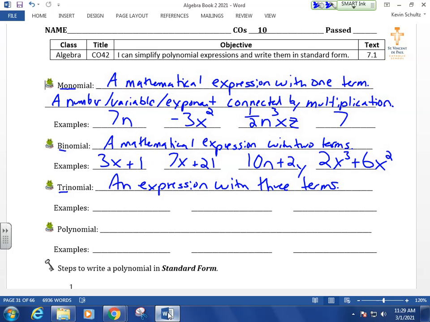For example, who would like to give us one? 2x plus 3y plus 7z, that is correct. All three variables are different, not like terms, can't be combined. Trinomial. Another example. I'll give you one. How about 10x to the 7th minus 12x to the 4th plus x? Same variable, but different powers, therefore can't be combined. Trinomial.